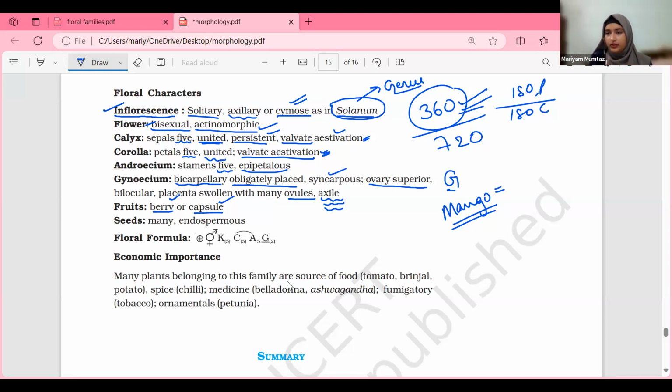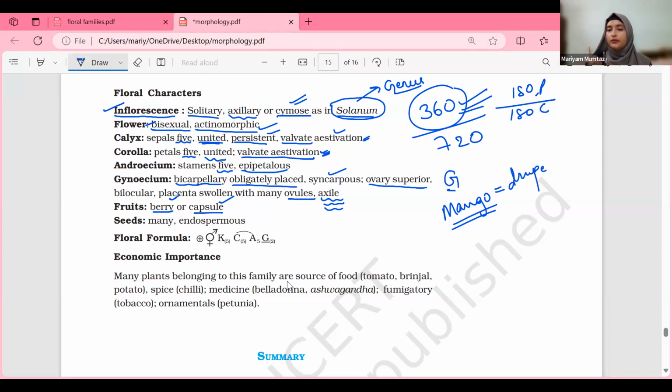All this, because that is only being used. I have taught you cymose, racemose. They are saying it is cymose, so you should know what cymose is, right? I have taught you epipetalous, meaning the androecium is present on the petal. So see, they are using epipetalous here. Understood? Mango is a drupe, by the way, and drupe is a kind of fruit.